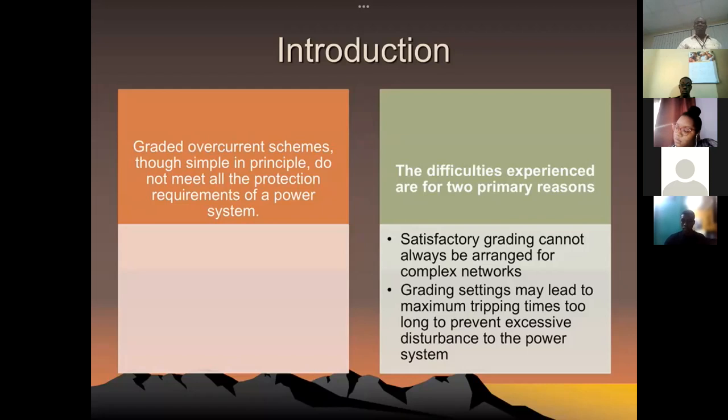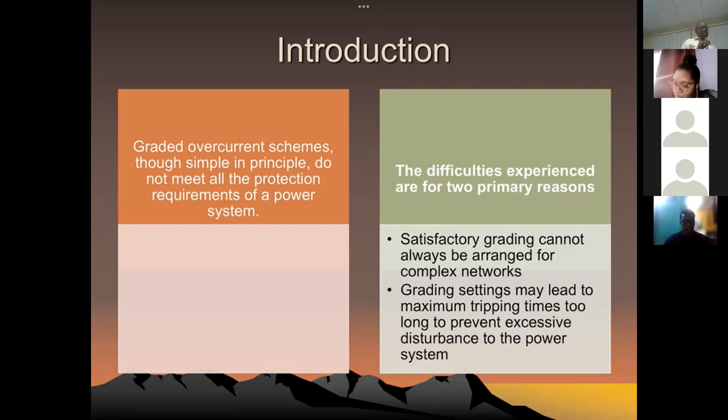Good? Because if you're always having to give consideration to the downstream relay, meaning allowing the downstream relay to operate, then you're going to have a multiplier effect coming back to the source. And ultimately, you lose that effectiveness. So the graded systems, simple in principle, but it will not provide the sort of overall protection that we are seeking.